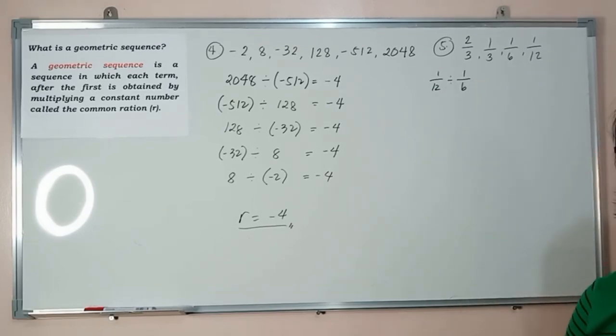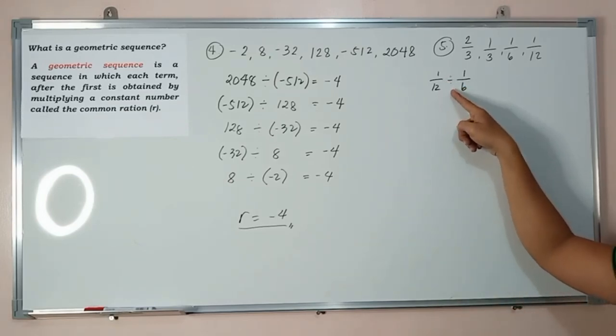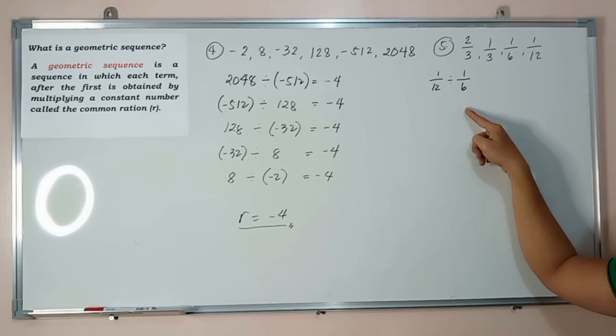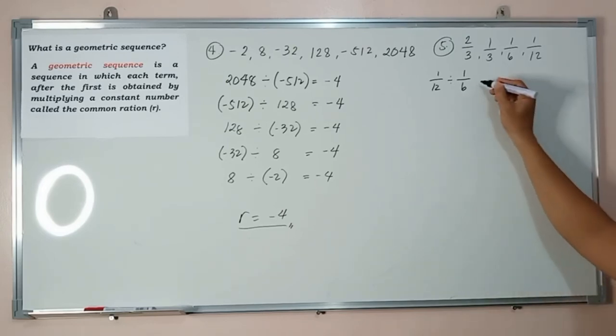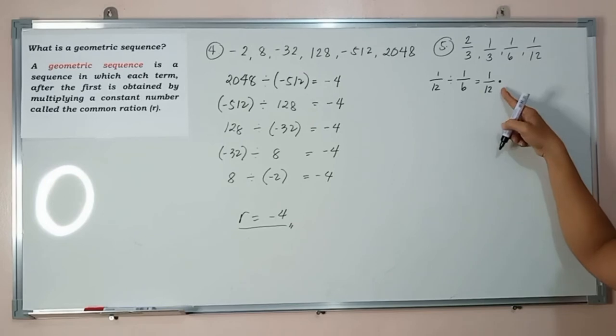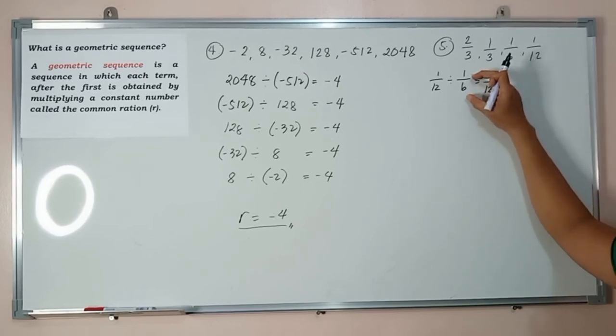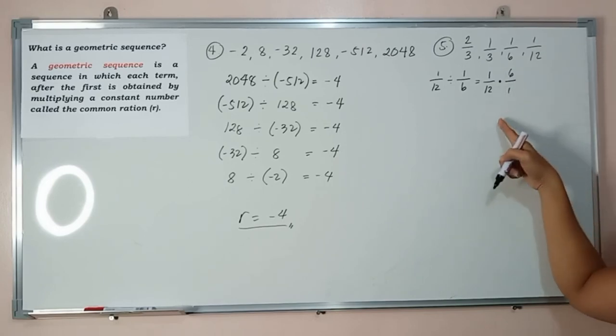We apply the rule in division of fractions. We get the reciprocal of the divisor and proceed to the rule on multiplication. So in this example, we have 1 over 12 divided by 1 over 6. So our divisor is 1 over 6. We get the reciprocal of 1 over 6, so we just simply copy 1 over 12. We copy this one, we proceed to the rule on multiplication, and we get the reciprocal of 1 over 6, that will give us 6 over 1.